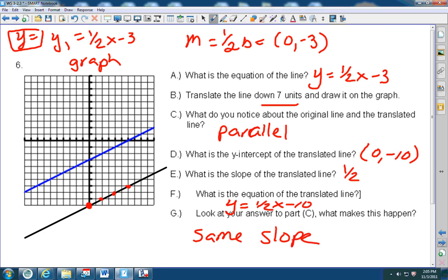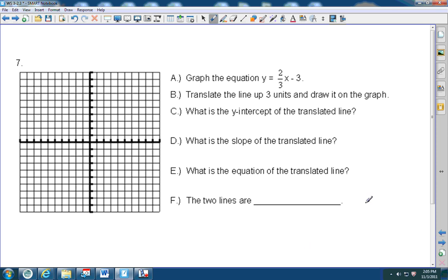Next one. All right, well, let's graph this one. We're going to graph at -3, 1, 2, 3, put a dot. The slope is 2/3. That tells me it's positive. It tells me to go up 2, to the right 3. Up 2 to the right 3, put a dot. Up 2 to the right 3, put a dot. Then down 2 to the left 3, down 2 to the left 3. And then let's draw our line.